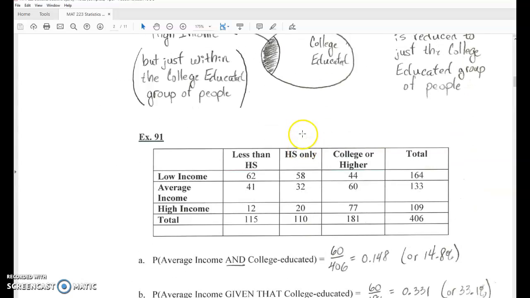So if I look at that, the probability of average income and college educated, again, is where they overlap. Average income and college educated is 60 out of 406, or 0.148, or 14.8%.